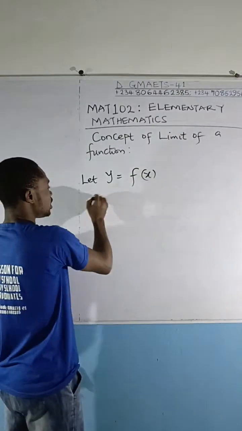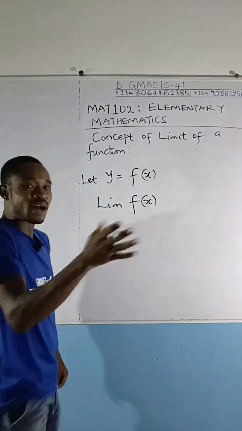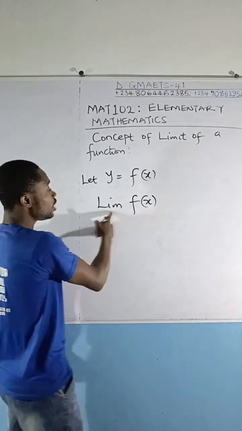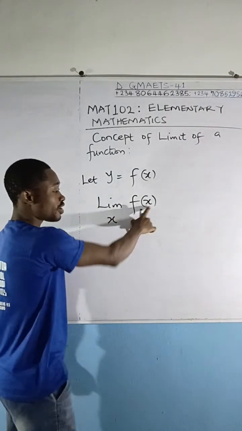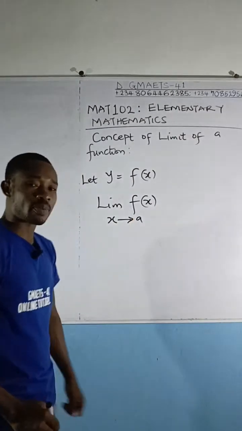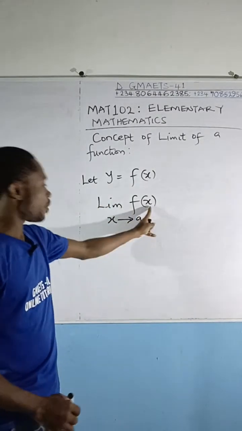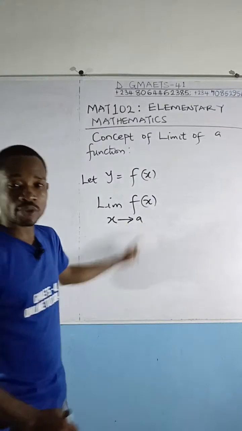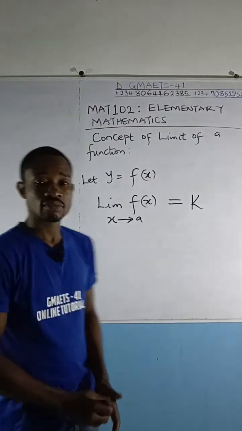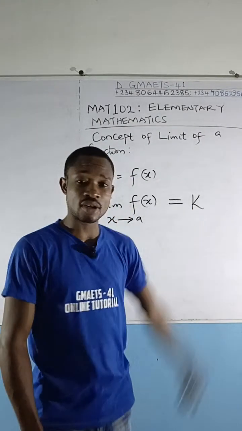So this means that the limit of f of x, I am trying to bring out the concept of the definition of limit of a function. Limit of this function as the independent variable x approaches a given value. Let me say the value it is approaching is a. So the limit of this function as this independent variable approaches the value a should be equal to a given value, let's say k. These are generally numbers. A number, k number, right?